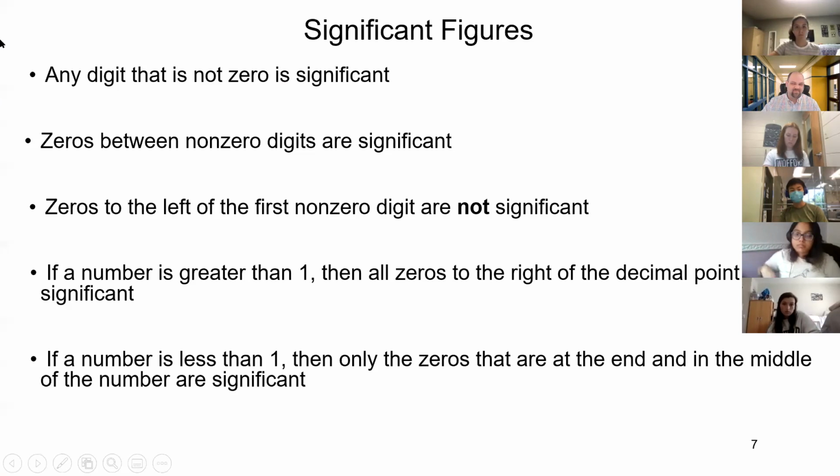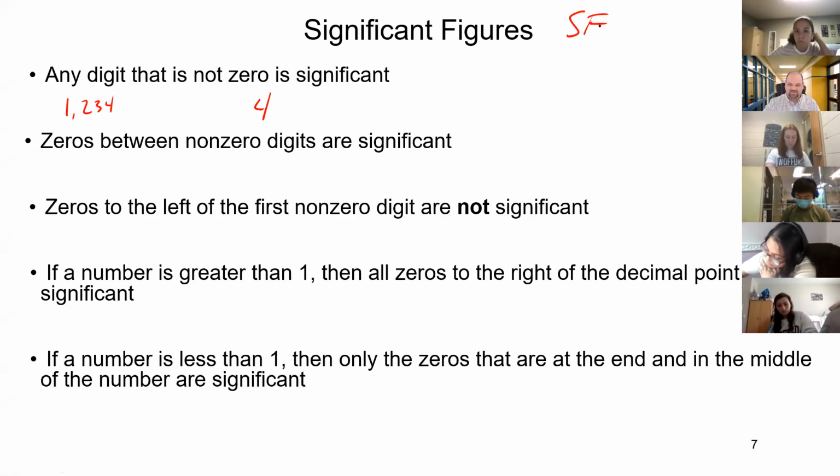So moving forward, talking a bit more about sig figs, trying to figure out what things are significant and what things are not significant. When we look at a number, any digit that's not 0 is significant. So if we have a number like 1,234, how many sig figs do we have there? 4, you betcha. I'm going to abbreviate sig figs as SF usually, so I'm just going to say 4 sig figs.